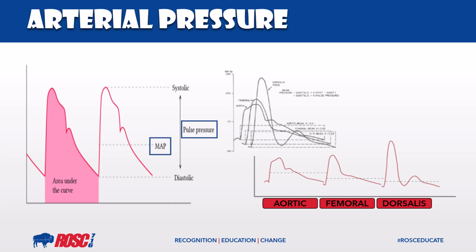This is why we must really look at the mean arterial blood pressure and not just systolic and diastolic pressure, especially in regards to end organ perfusion.